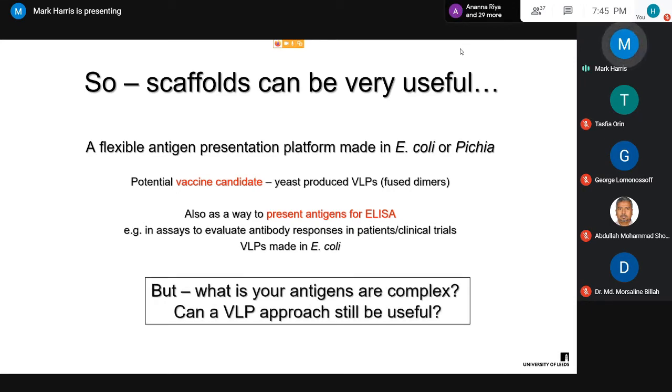So scaffolds are good, and scaffolds can be very useful, but scaffolds aren't the answer to everything. There is never often one answer to everything. Is there another way that VLPs can be useful if you have complex antigens? So in other words, if you've got a situation, and we go back to our little model, where your main antigenic sites are not just sitting nicely on one protein, they actually straddle protein-protein interfaces. And in that situation, a scaffold system really isn't very useful.